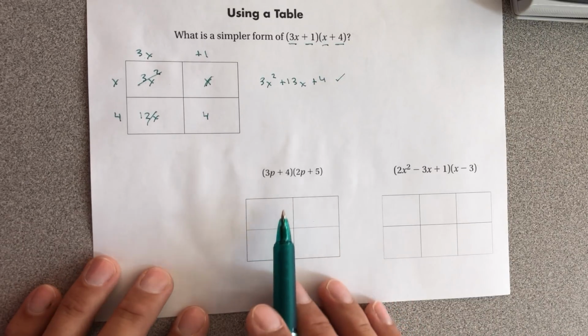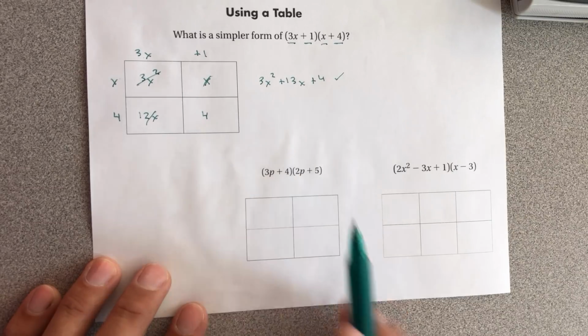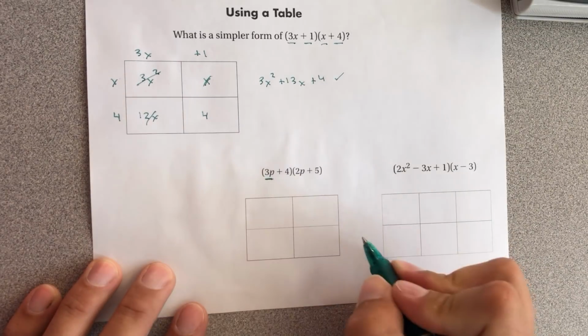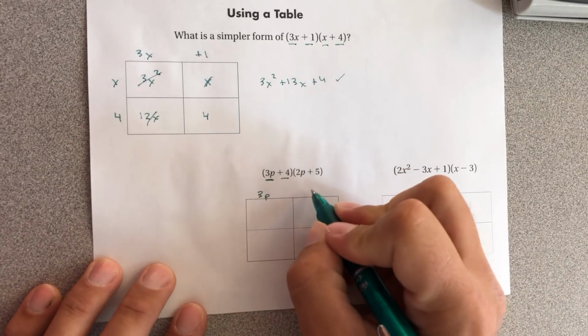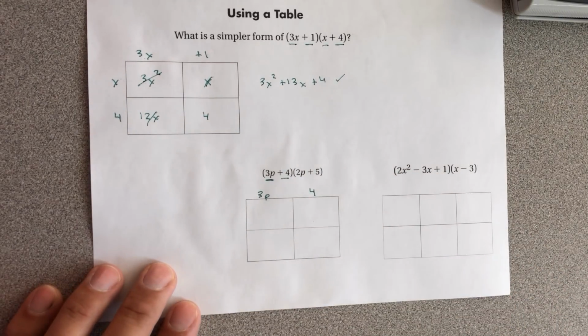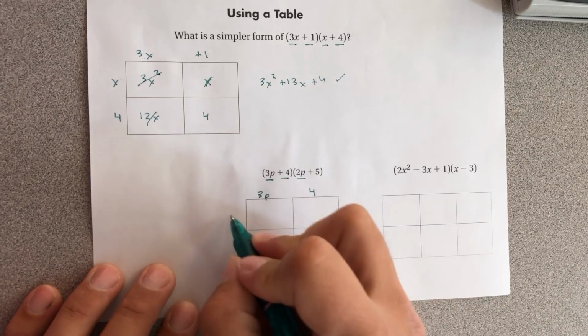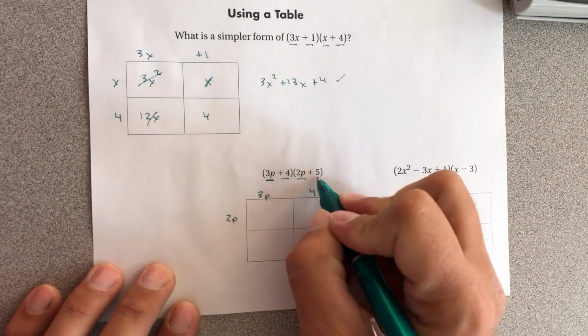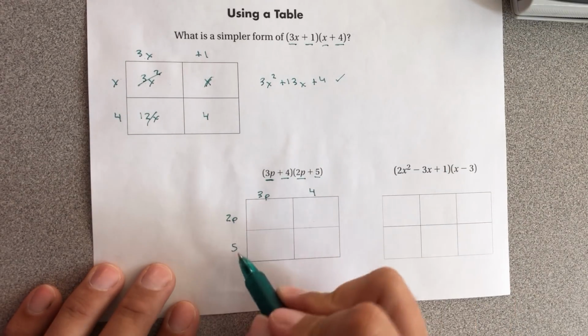The next example is right here below it, 3p plus 4, 2p plus 5. So in here I have 3p, so I'm going to put that on the top. And then I have a positive 4, so that's going to go right here. In the other parentheses, I have 2p on top first, and then 5. So I put each term in a different box.